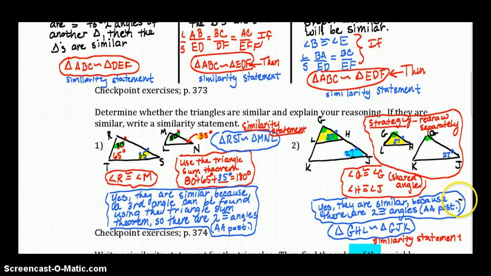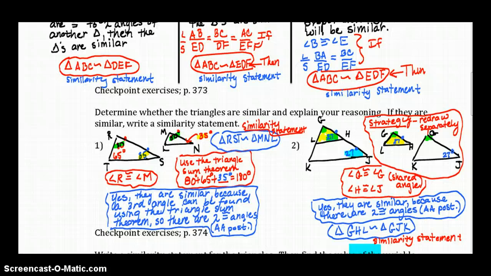And if they are similar, they wanted us to write a similarity statement. So triangle GHL, again, make sure you match up corresponding angles, is similar to triangle GJK. Again, G corresponds to G, H corresponds to J, and L corresponds to K. These two examples, 1 and 2, are using the angle-angle similarity postulate.